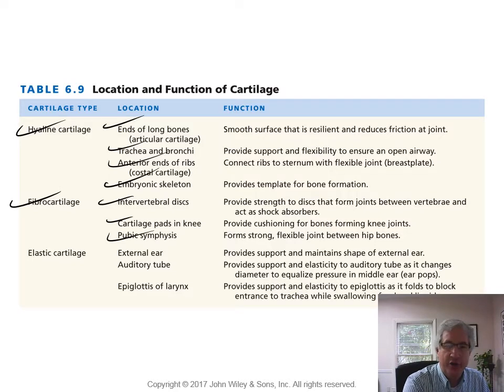Then you have elastic cartilage. You find that in the external ear, the pinna of the ear, also in the auditory tube, and also the epiglottis of the larynx as well. Okay, next slide.